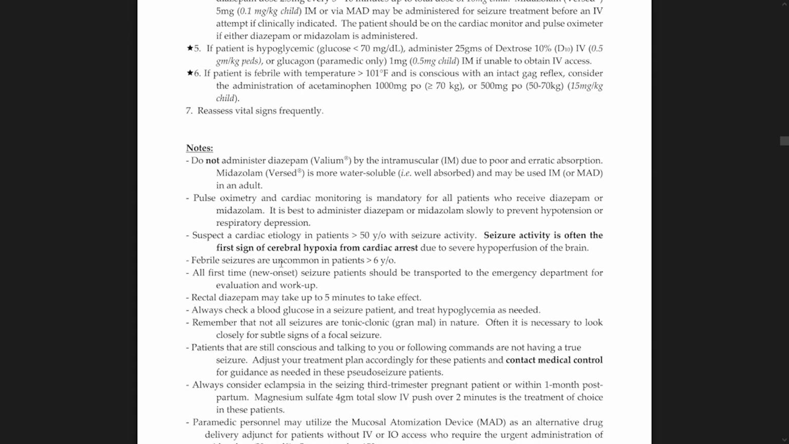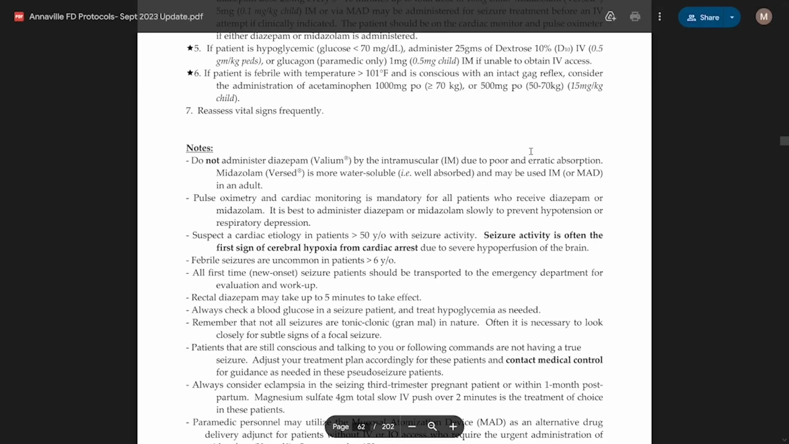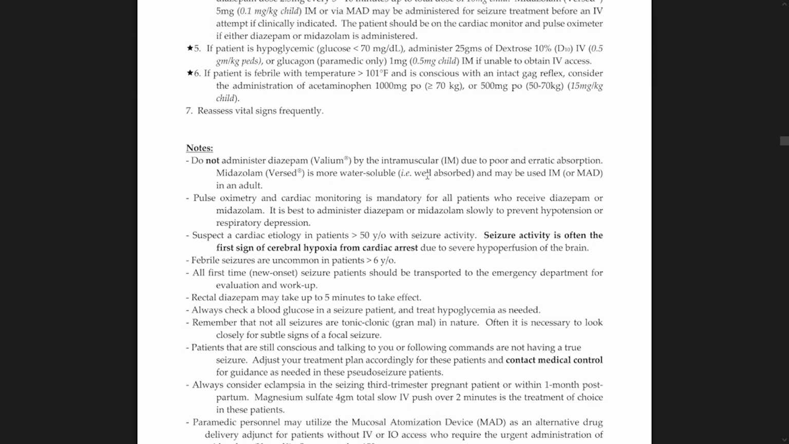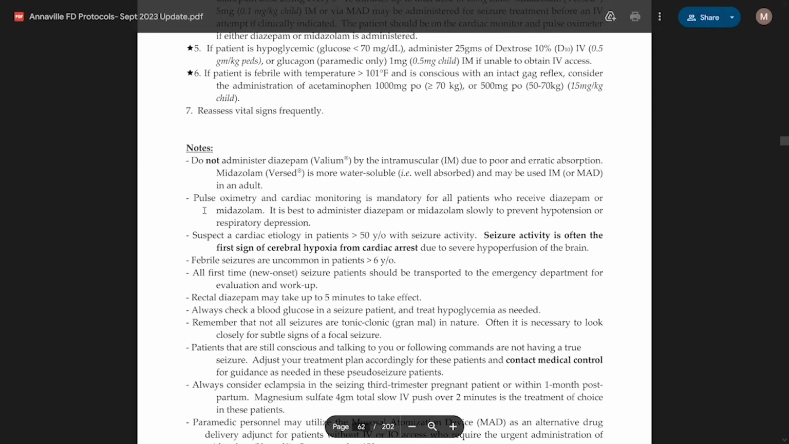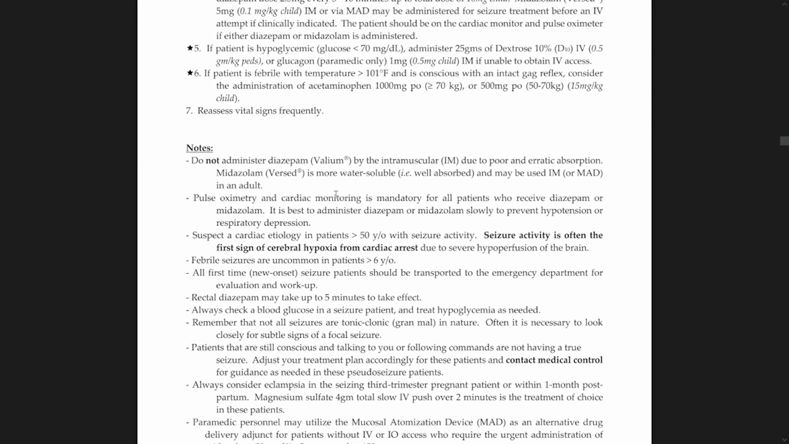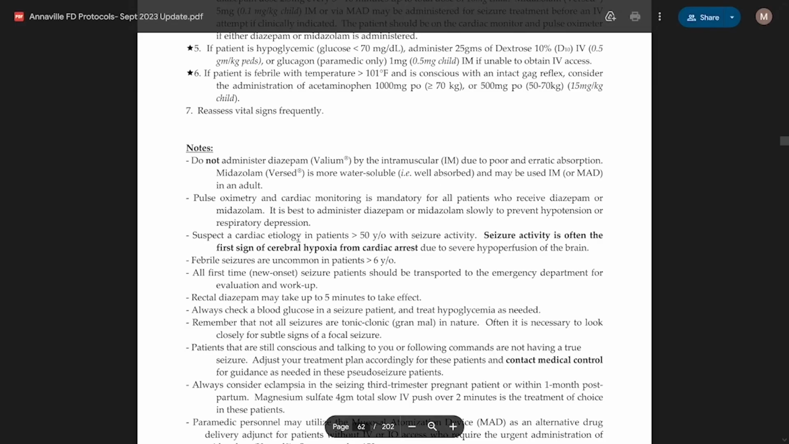Note, do not administer Valium by the intramuscular route due to poor and erratic absorption. Versed is more water soluble and more well absorbed, and may be used intramuscularly or via a mucosal atomizer device in an adult. Pulse oximetry and cardiac monitoring are mandatory for all of these patients who receive diazepam or midazolam. It is best to administer diazepam or midazolam slowly to prevent hypotension or respiratory depression.